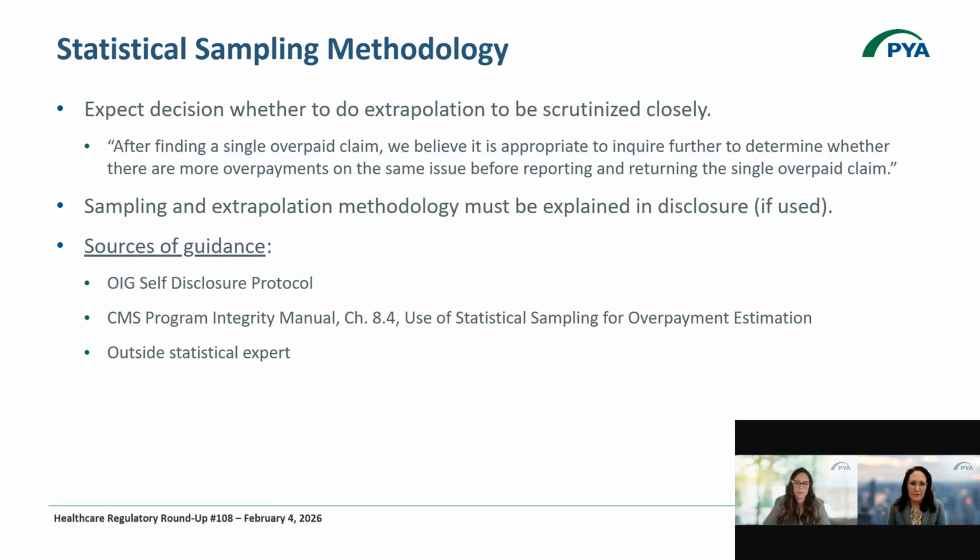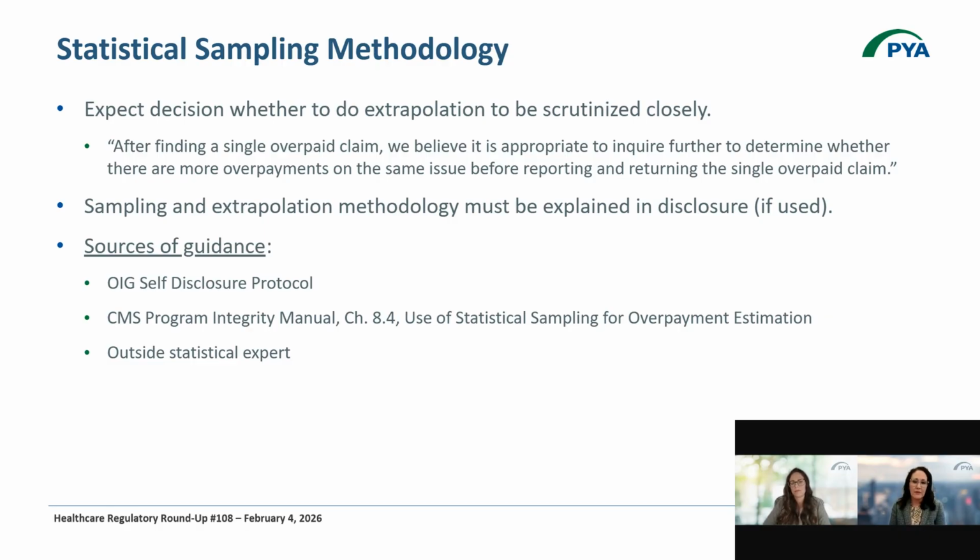So let's talk about statistics. I want to walk through a bit of the actual manual guidance related to the statistical sampling from CMS's perspective, so that you can see what their thought process is. But one of the things to note in the final rule, in the 60-day rule, and it was originally in the preamble of the 60-day rule when it originally came out, there's this statement: after finding a single overpaid claim, we believe it is appropriate to inquire further to determine whether there are more overpayments on the same issue before reporting and returning the single overpaid claim.